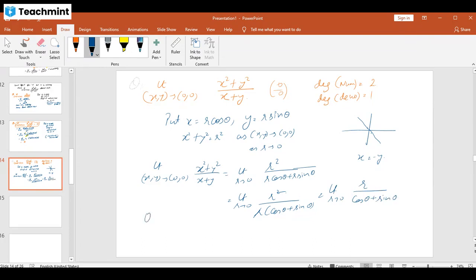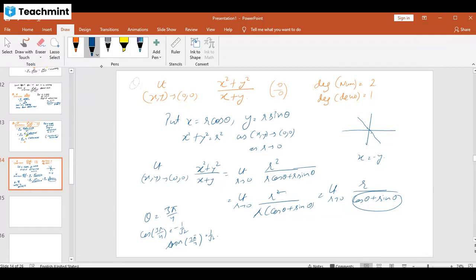If I choose theta in the second quadrant, I can choose theta equal to pi minus pi by 4, meaning 3 pi by 4. So cos 3 pi by 4 is minus 1 by root 2, and sine 3 pi by 4 is 1 by root 2, because in the second quadrant cos is negative but sine is positive. So in that case your denominator is 0. So it means that this is not a bounded function.